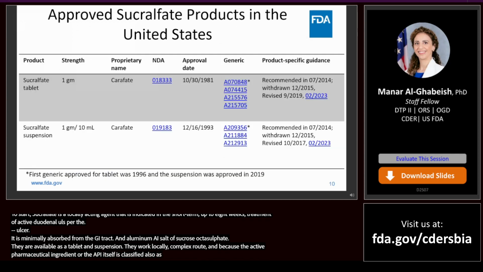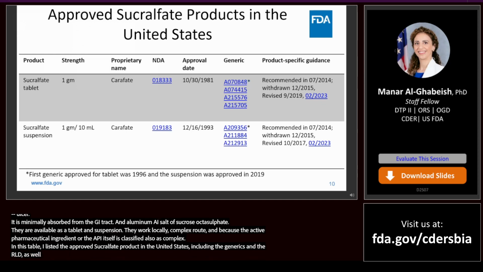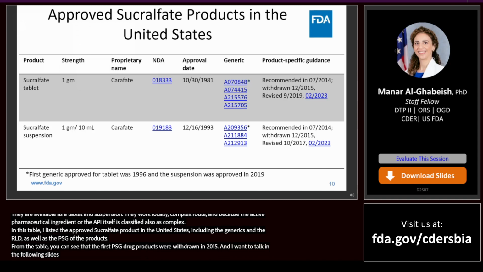In this table, I listed the approved sucralfate products in the United States, including the generics and their RLD, as well as the PSG of the products. From the table, you can see that the first PSG of sucralfate drug products were withdrawn in 2015. And I want to talk in the following slides about the history of the BE recommendations and the development of the current BE recommendations specifically for sucralfate suspension.